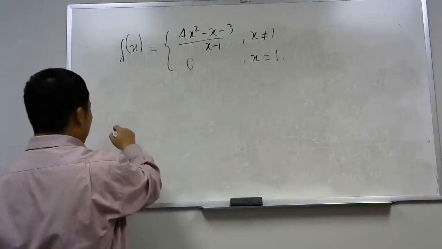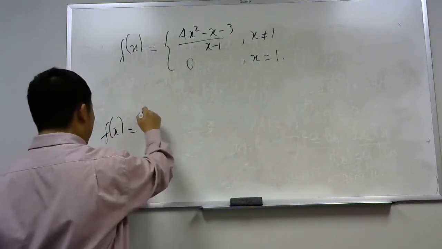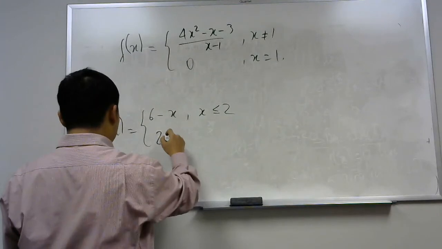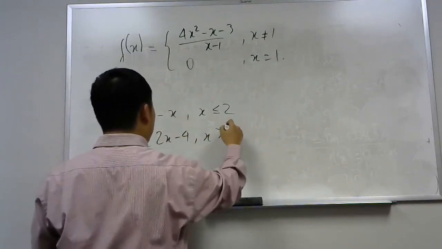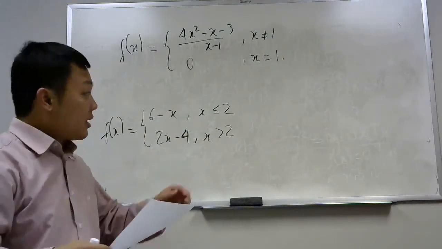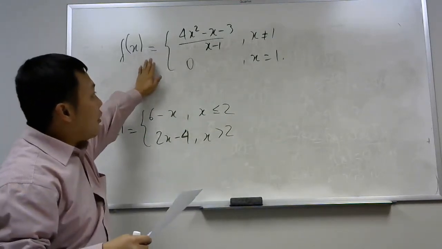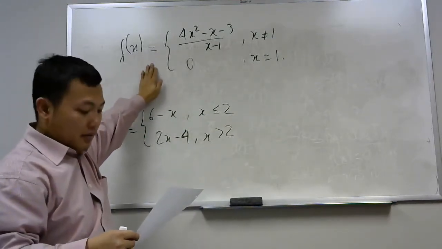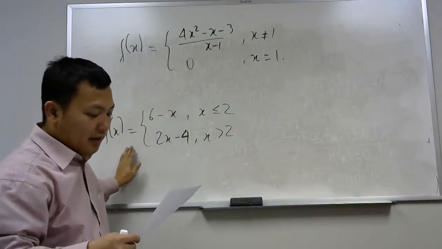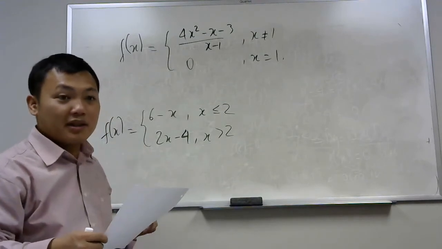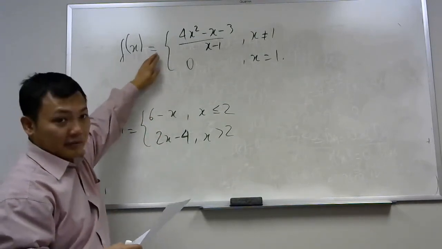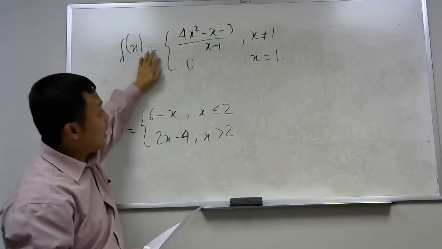Another function is f of x equal to 6 minus x for x less than 2, and then 2x minus 4 for x greater than 2, here is less than or equal. Alright, so in this problem, we need to describe all intervals where the function is continuous. And in this problem, also describe all intervals on which the function is continuous. If you pay attention, they are different. They are different by nature, right?